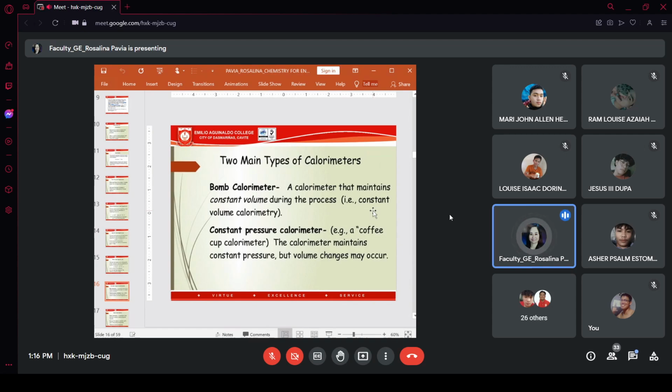Now, for constant pressure calorimeter, an example is a coffee cup calorimeter, the calorimeter maintains constant pressure, but volume changes may occur. Meaning to say, pwedeng mag-change din ang volume. But specifically for bomb calorimeter, constant ang volume niya. Constant. Okay?